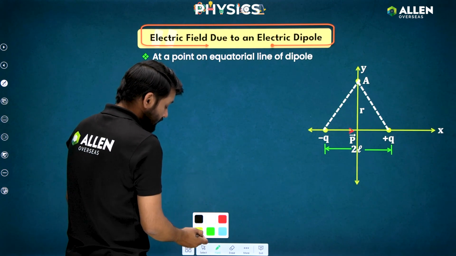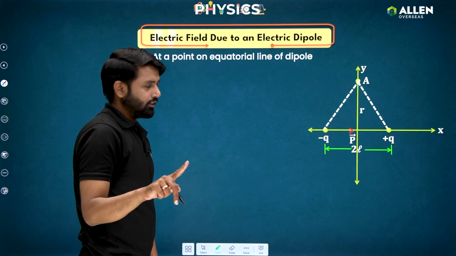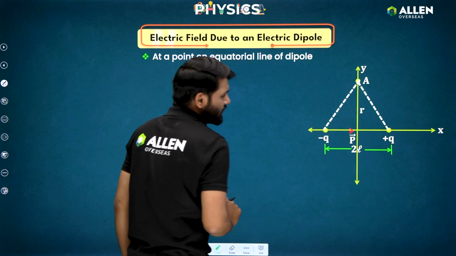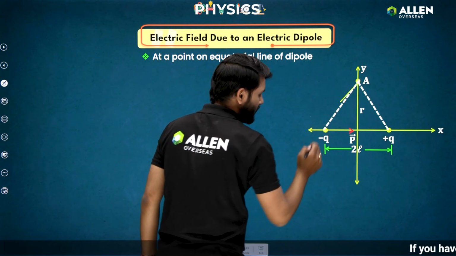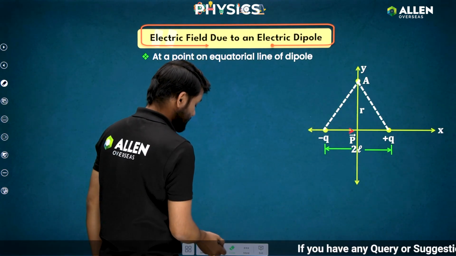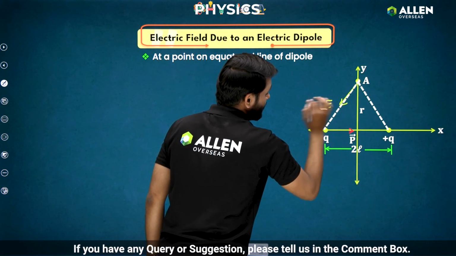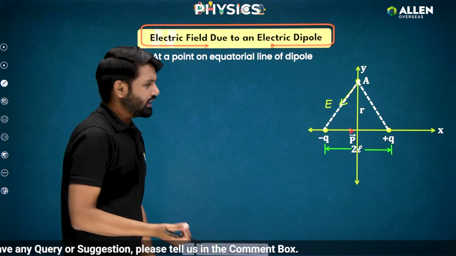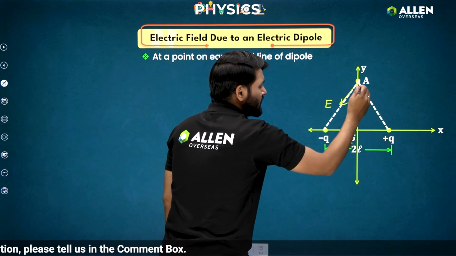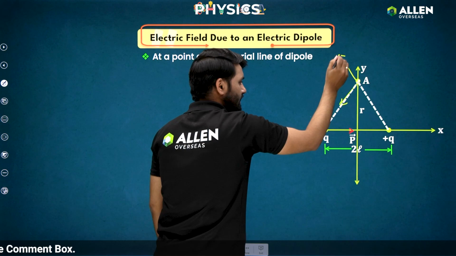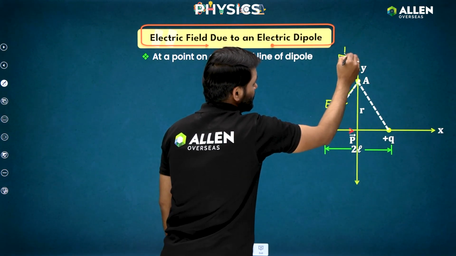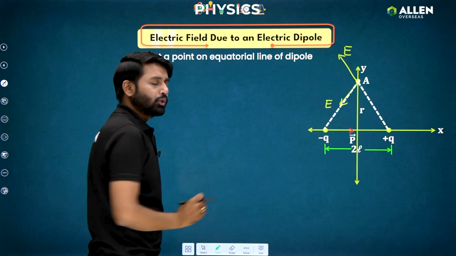Okay, students, so how can we find it? First find the electric field direction. Due to the minus q charge, the direction of the electric field is towards the minus q charge. So this is the direction of the electric field. This I am writing E. Not E minus, I will tell you later. And due to the plus q charge, the direction of the electric field is along the line joining and away. So this I am again writing E because the magnitudes are the same.